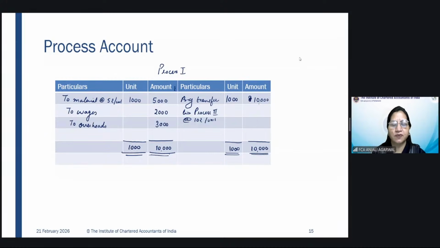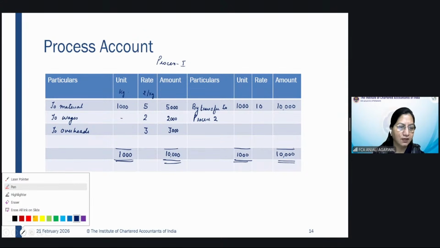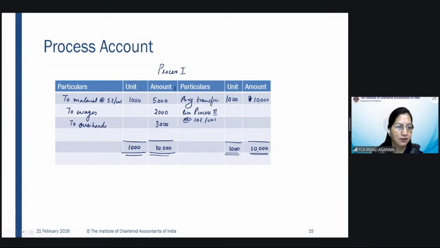Units will also reduce when there is a normal loss. I'll take it up from here. So this is a simple question on process account without any hassle. Now supposing, I will use this format until and unless the rate format is specifically being asked, you will stick to this.